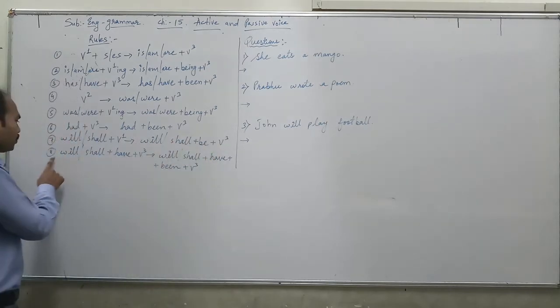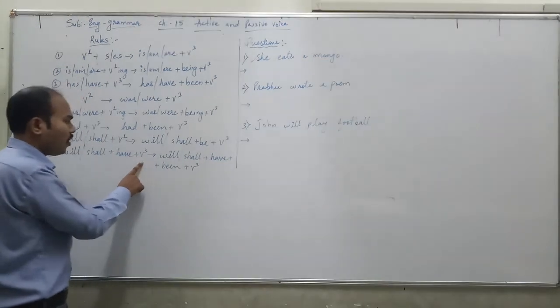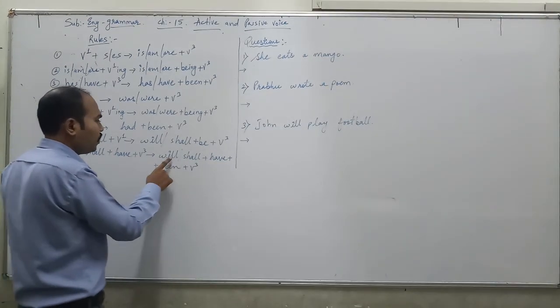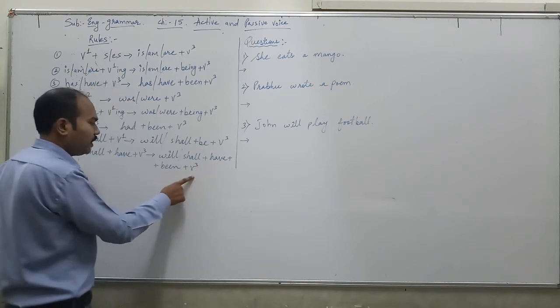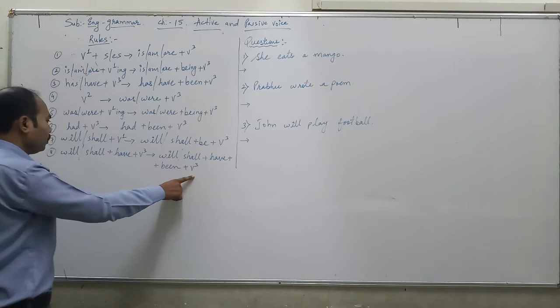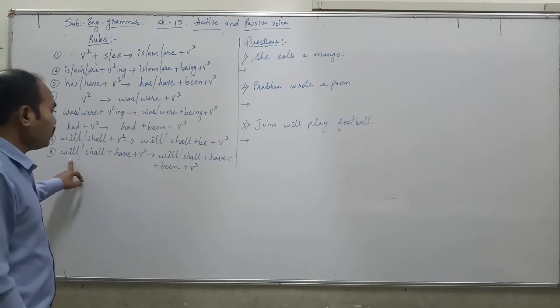And the last rule, number 8: will, shall plus have plus V3 form is changed into will, shall plus have plus been plus V3 form. This rule is in future perfect tense.